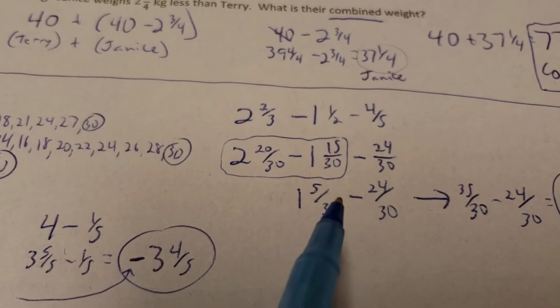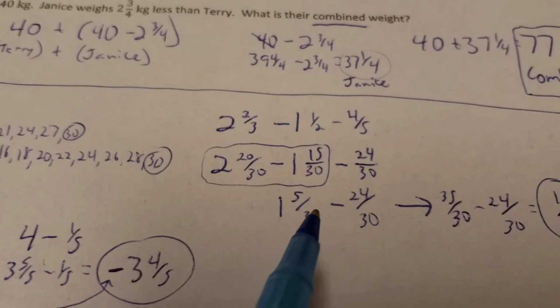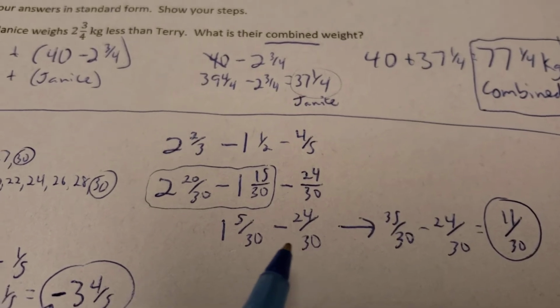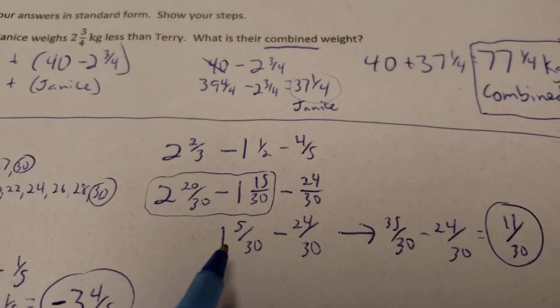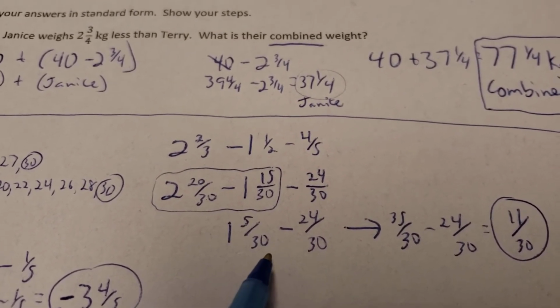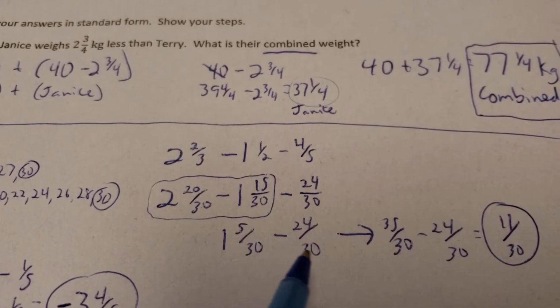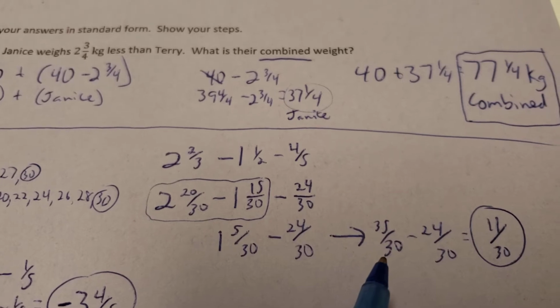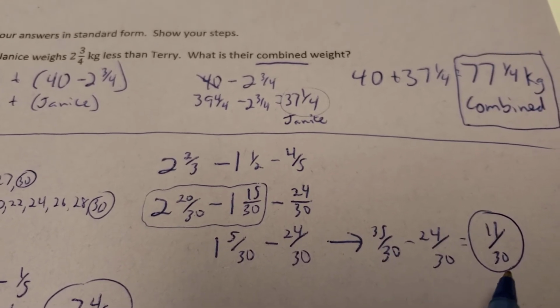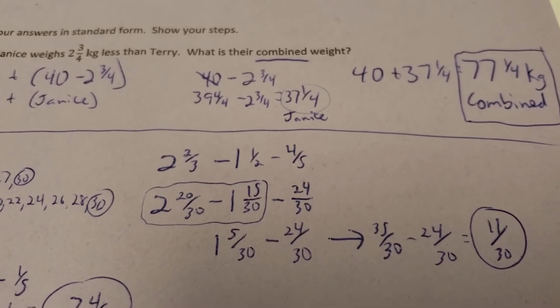So what I'm going to do is make this an improper fraction. I would normally just borrow 1, but since I only have 1 here, that's all I can do. So 30 times 1 is 30, plus 5 gives me 35. So that turns into 35/30. Now I can take away 24/30, and I get 11/30.